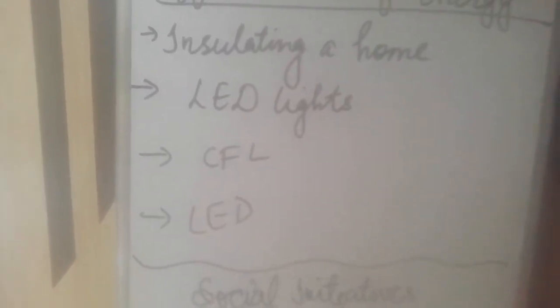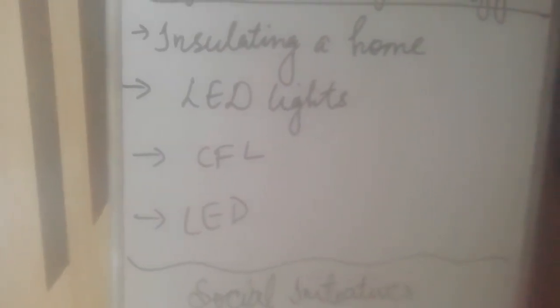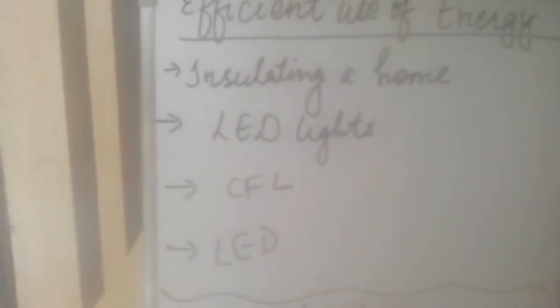The CFL, the use of compact fluorescent lights. CFL is what? Compact fluorescent lights save 67% energy and they may last 6 to 10 times longer than the incandescent lights. They are not easily going to get fused. Okay, so either we have to use LED lights or CFL lights.